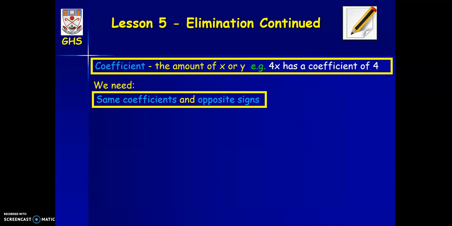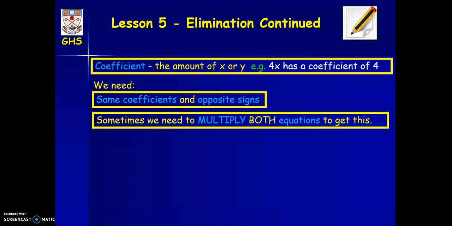Remember, for elimination, we need the same coefficients and opposite signs. Sometimes we need to multiply both equations to get this. So let's look at an example.